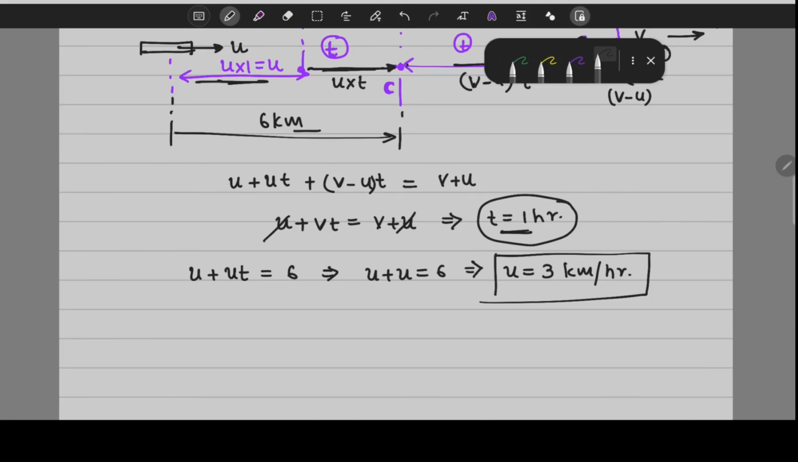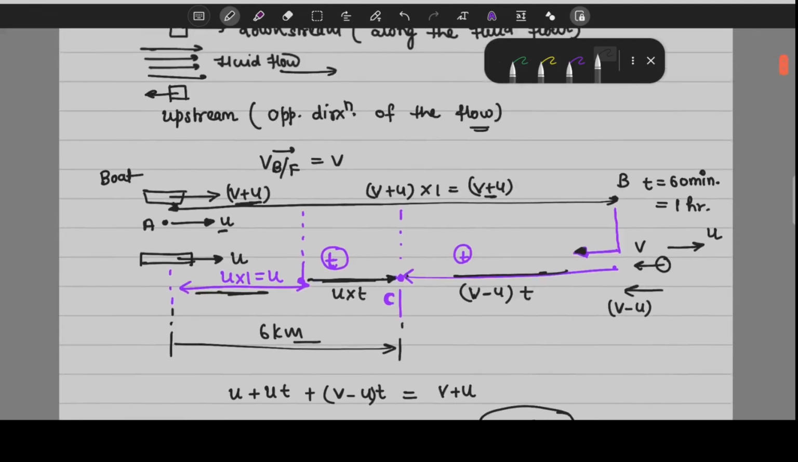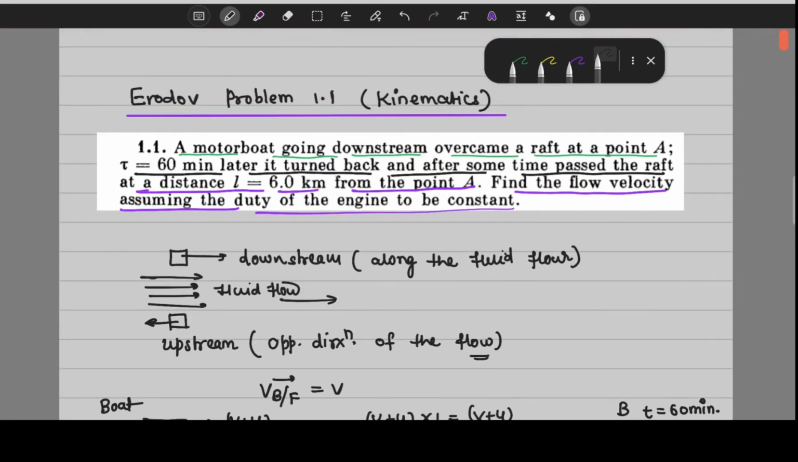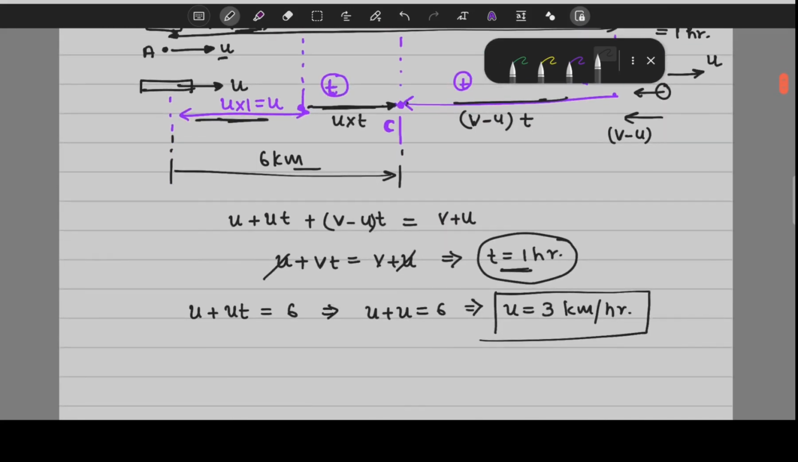Again, there are different methodologies to solve this particular problem, but I am here to explain how to think for a problem and how to solve the particular problem. Thank you.